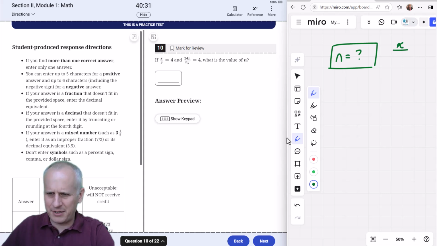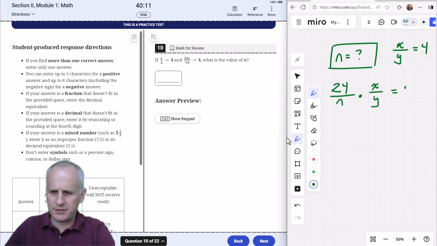So I'm going to just write that up here. X divided by y is equal to 4. Simple enough. Then we've got this structure of 24 times x over n times y. I want to break this out so that I can see what's happening. I've got 24 divided by n times x divided by y is equal to 4.